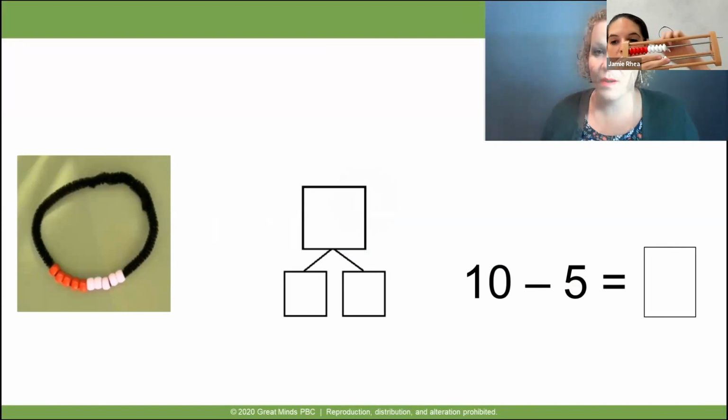So I would say 10, and I'm going to take 5 away. I know there's 5 white Rek and Rek beads, and I'm just going to slide them over. So how many red do I have left? I have 5. So let's solve on our boards here. I know that I have 10 minus 5, and we slid our 5 white beads over, and we were left with 5 red beads. So I know that 10 minus 5 is 5.